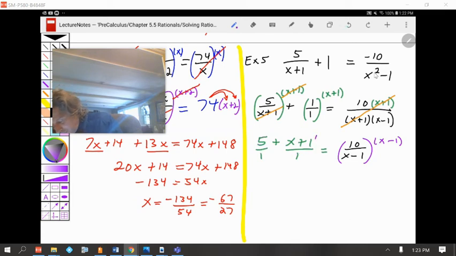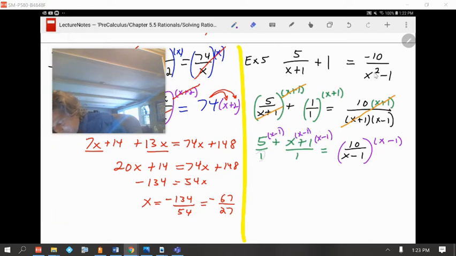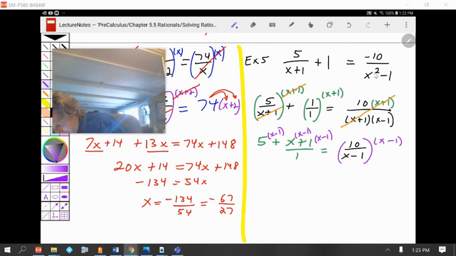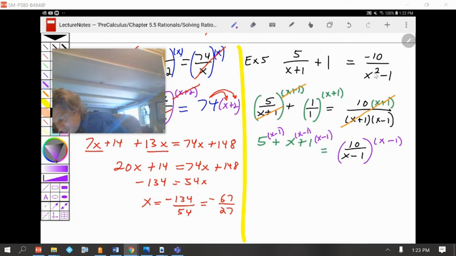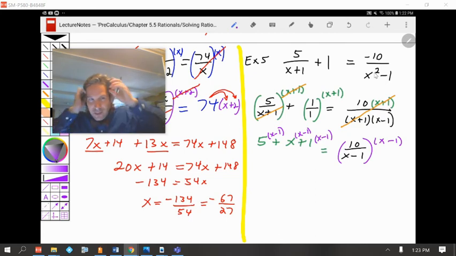Or I could put an x minus 1 by each thing. This is x minus 1, this is x minus 1, this is x minus 1. Remember, these technically are all over 1. I don't really have denominators, right? So what I'm going to do is multiply each term by x minus 1. Each thing gets an x minus 1. It's all the same. I could write it out 3 different ways, it will work.